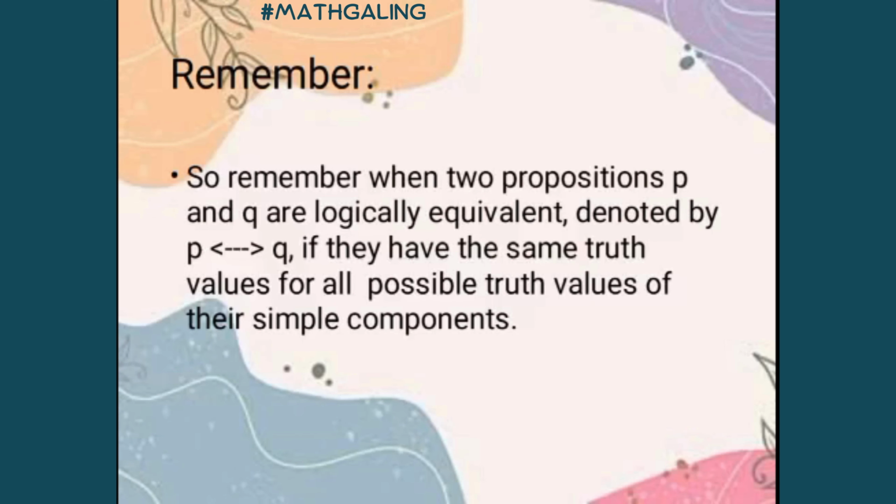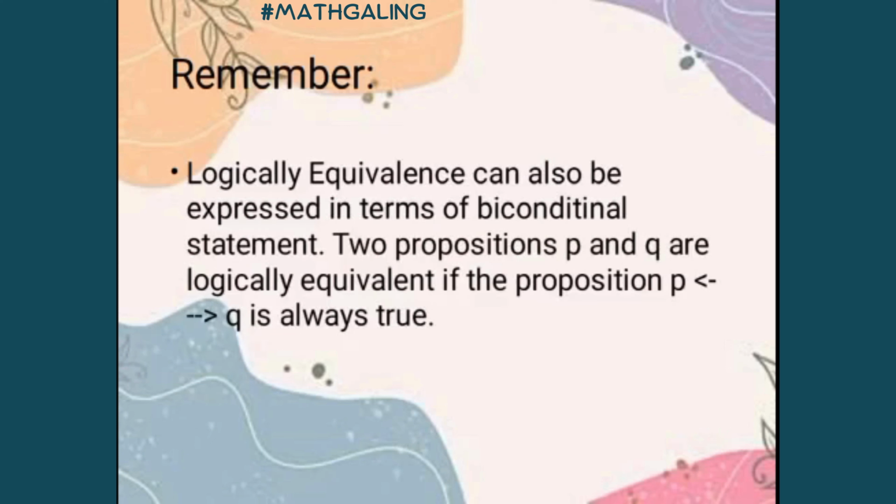Okay, remember, two propositions P and Q are logically equivalent, denoted by P ≡ Q, if they have the same truth values for all possible truth values of their simple components. Logical equivalence can also be expressed in terms of a biconditional statement. Two propositions P and Q are logically equivalent if the proposition P ↔ Q is always true.